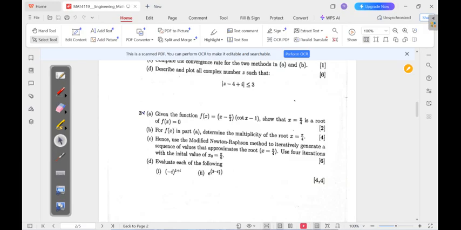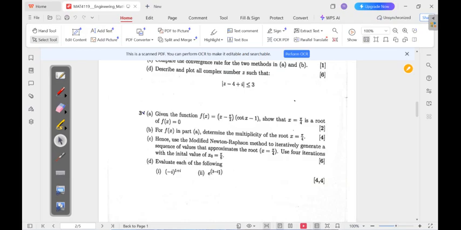Okay, so question 3 has four parts to it. That is question 3a to question 3d. So we're going to look at each part step by step, and I'll try my level best to make things as straightforward but clear as possible.